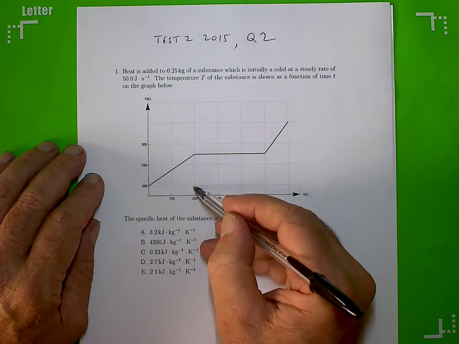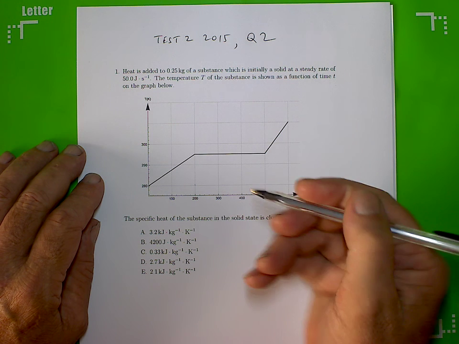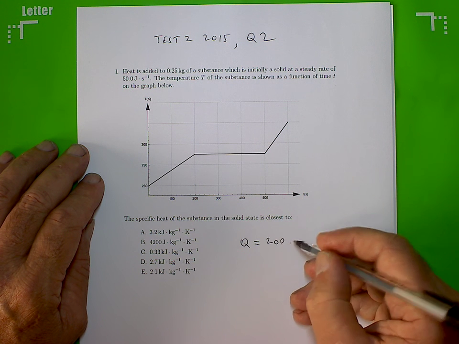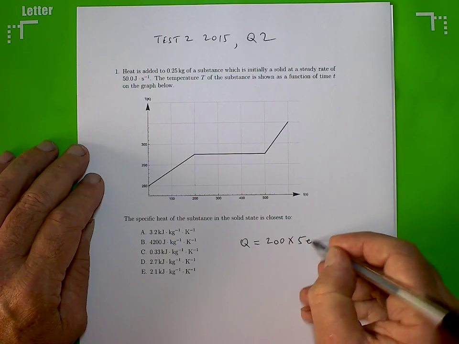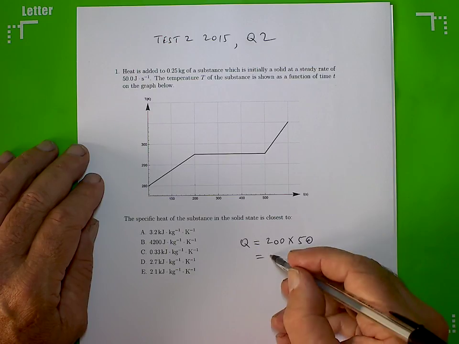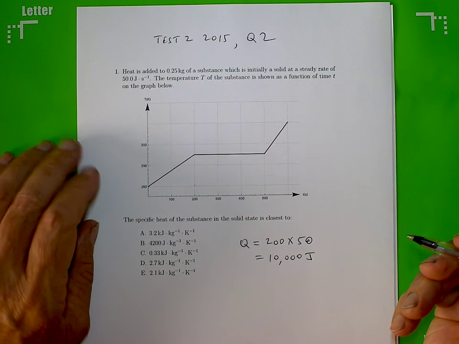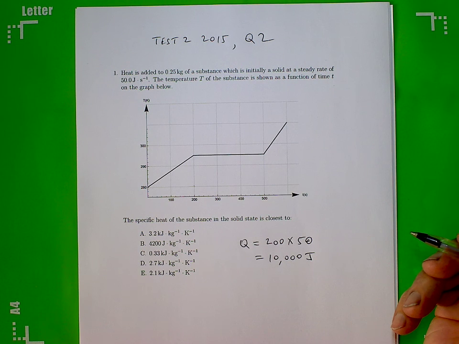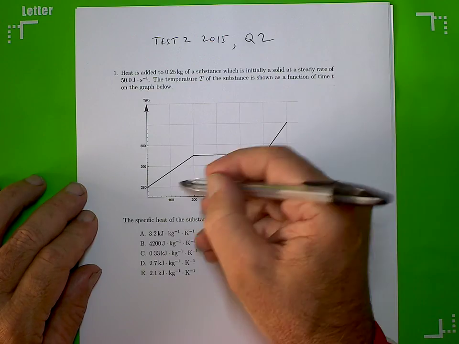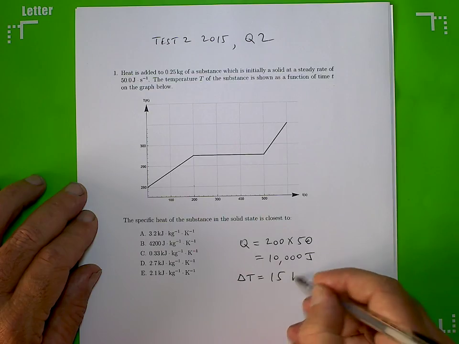So 200 seconds is how long heat is added, 100, 200 seconds at 50 joules a second. So the total amount of heat added is 200 seconds times 50, which is equal to 10,000 joules. That's the heat that's added. And what's the temperature change? Well, it went from 280 to 290 to 295. So the temperature change is 15 degrees Kelvin.